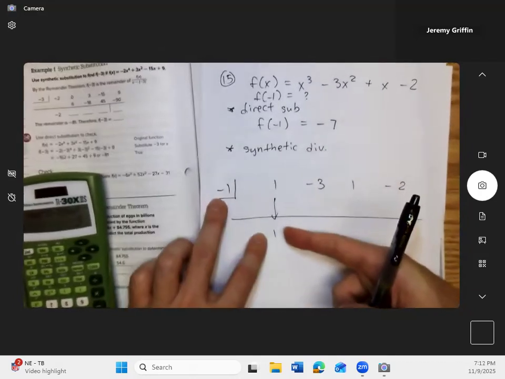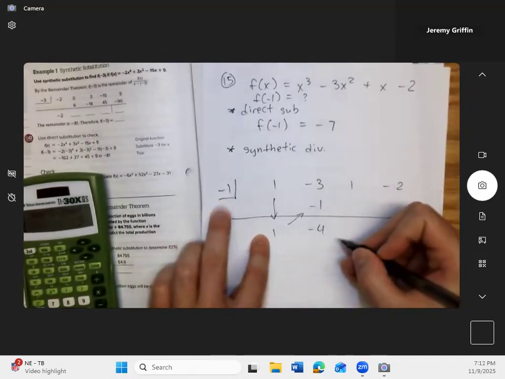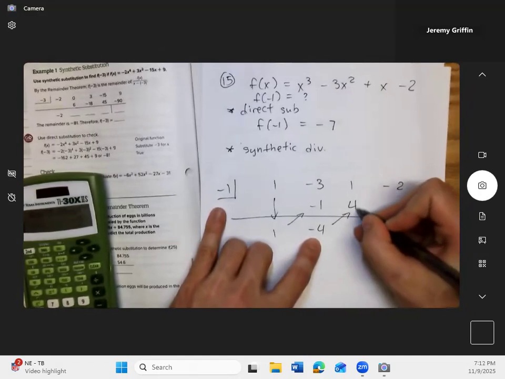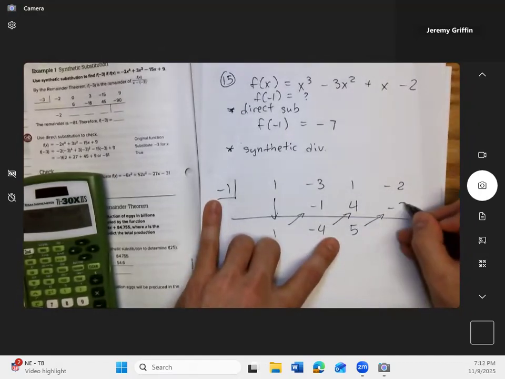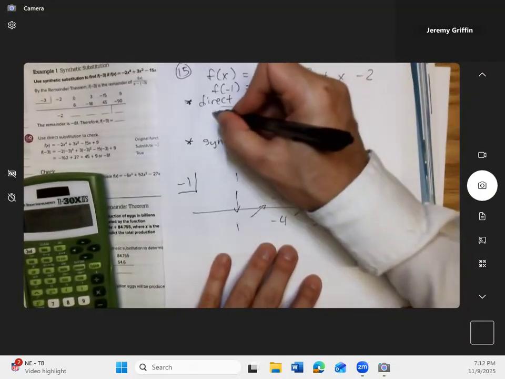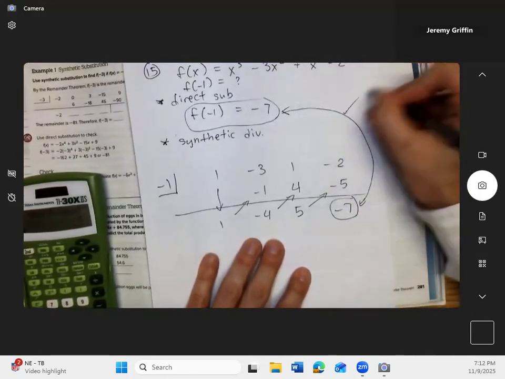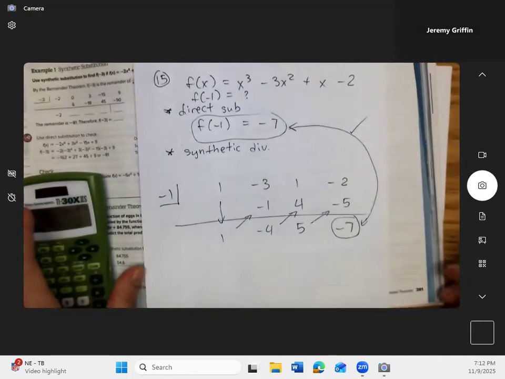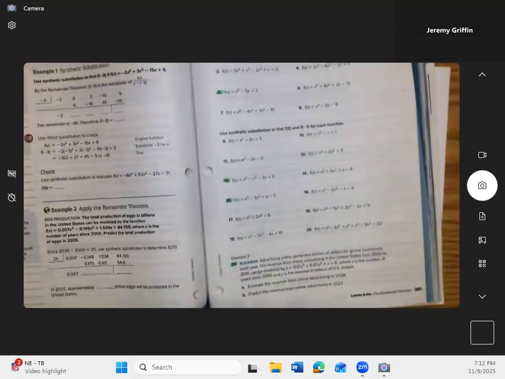Drop down the 1, times -1 is -1. Add going down, -4. Times -1 is +4. Going down is 5, times -1 is -5. Add going down, -7. Oh yeah, it's the same thing. Same thing. Oh yeah. Math is winning. Okay. All right, so here, let's do.